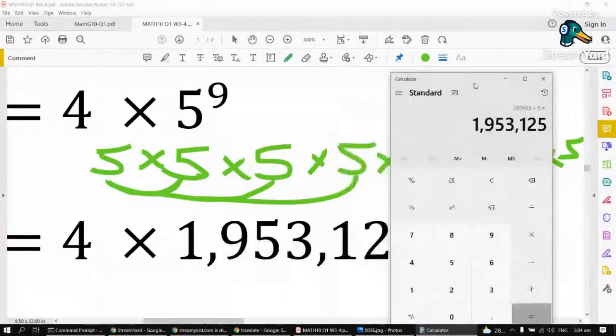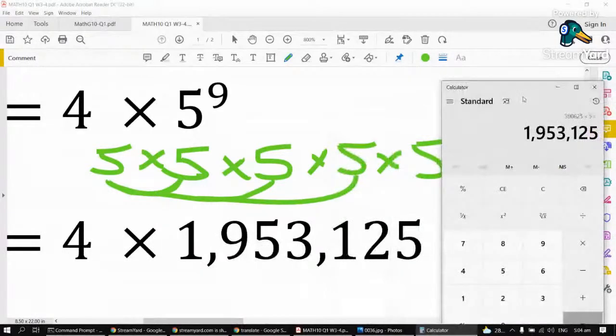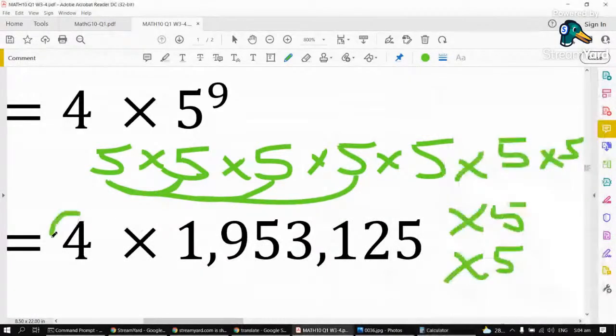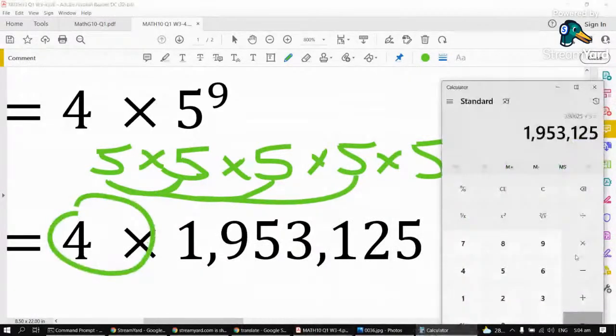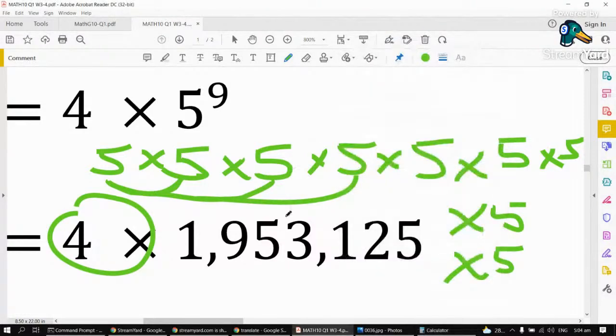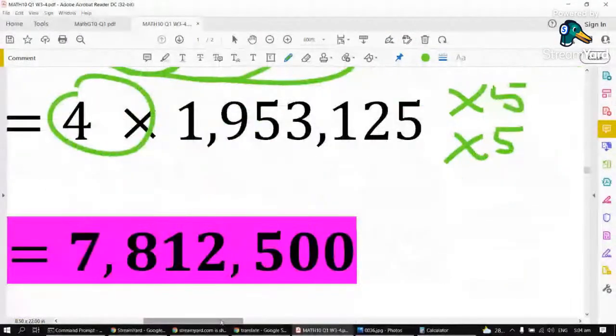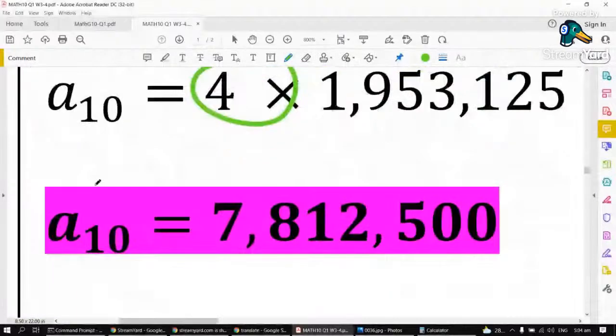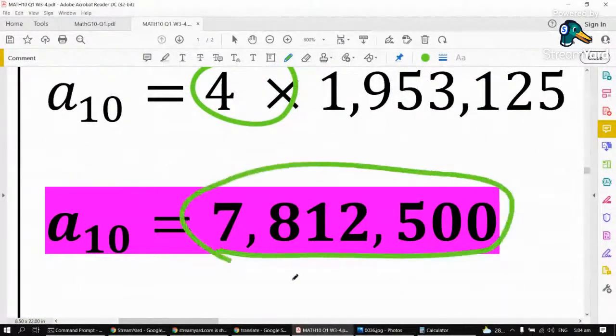1,953,125. Okay? So, ita-times 4 natin 'yan. That's equal to, ito 'yung pang-sampung term, 7,812,500. 'Yan ang pang-sampung term, 7,812,500.